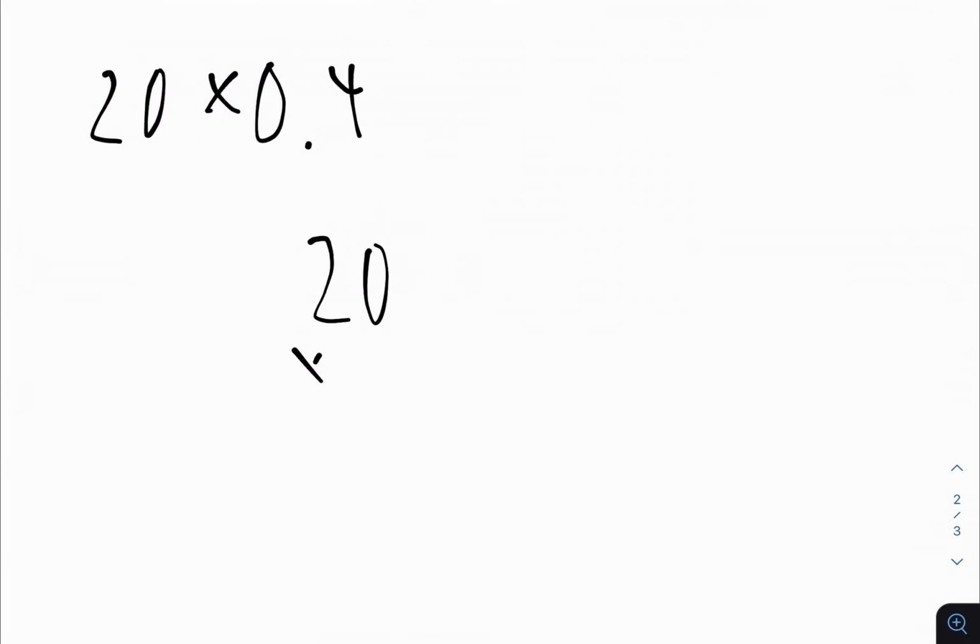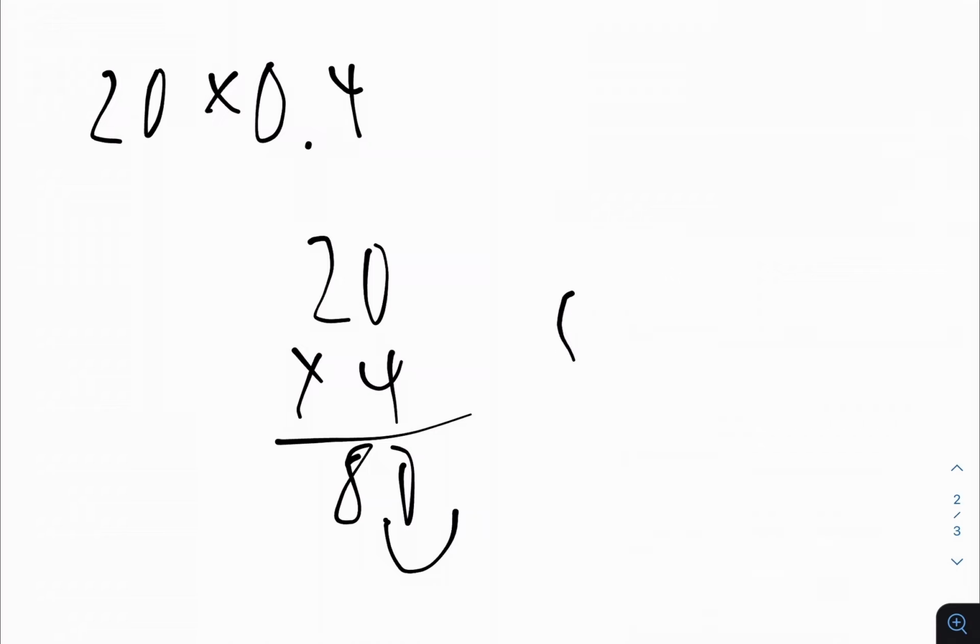So we can also multiply whole numbers by decimals. So let's take like 20 times 0.4 for example. So if we ignore the decimal point here, we can just do 20 times 4 and get 80. And then since we moved it one decimal point in 0.4, we just get 8.0.